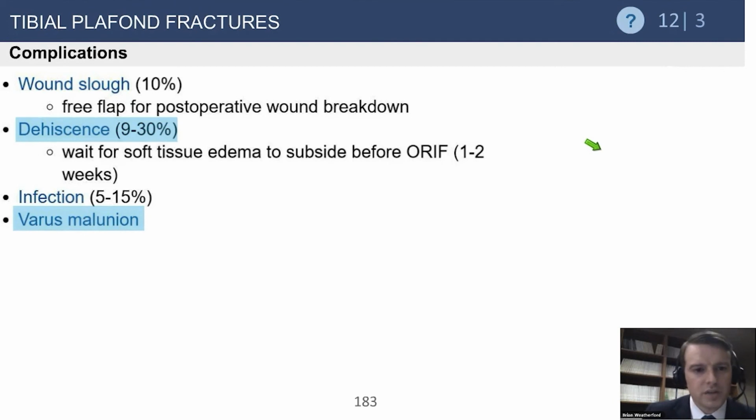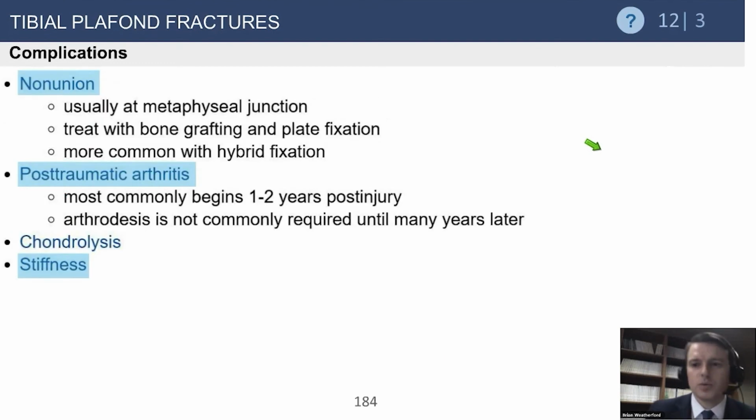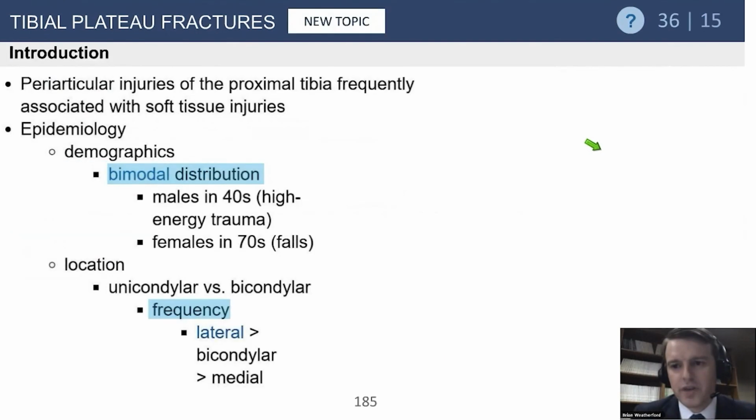Wound slough can be seen in up to 10%. This can require a free flap. Dehiscence occurs in 9 to 30%, infection in 15%. Varus malunion is common, and you would see that typically in patients with a varus initial injury pattern with insufficient fixation or medial buttress plating.